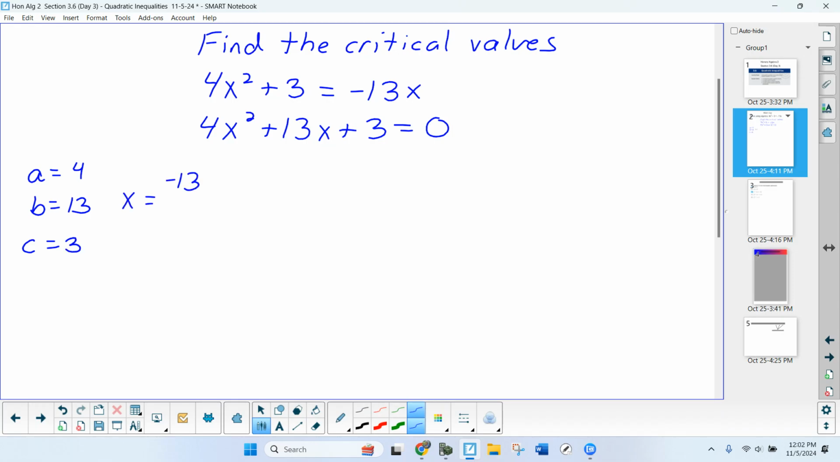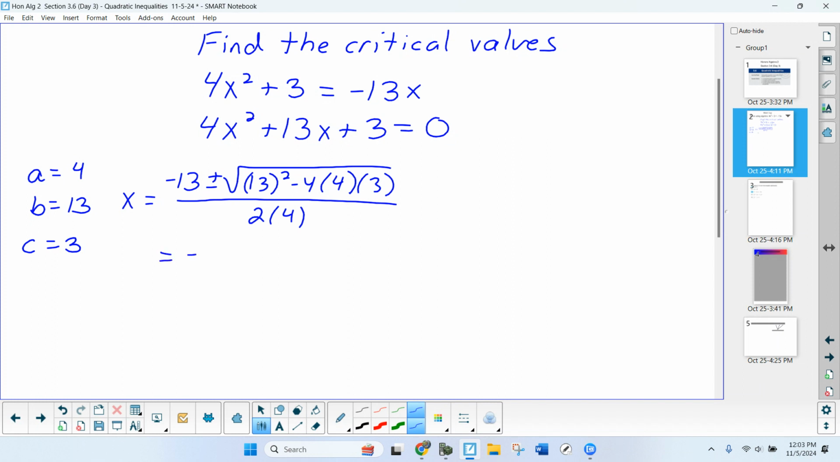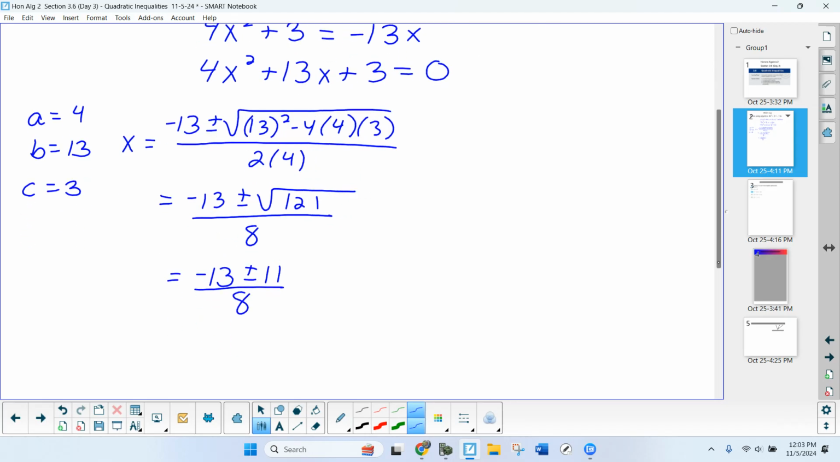So you did x equals negative 13 plus or minus the square root of 13 squared minus 4 times 4 times 3, all over 2 times 4. That's negative b plus or minus the square root of b squared minus 4AC, all over 2 times A. When you did the inside here, what did you get? 121, all over 8. What is the square root of 121? 11. So you got negative 13 plus or minus 11, all over 8.